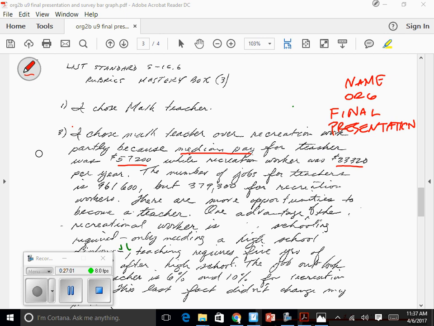Going to continue. The number of jobs for teachers is, please underline number of jobs, please highlight number of jobs, for teachers is 961,600, but 379,300 for recreation workers. So again, that's the second piece of data that I compared. And I'm just putting it in written form that I did in fact do that.